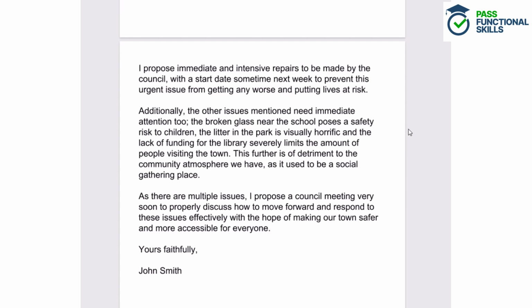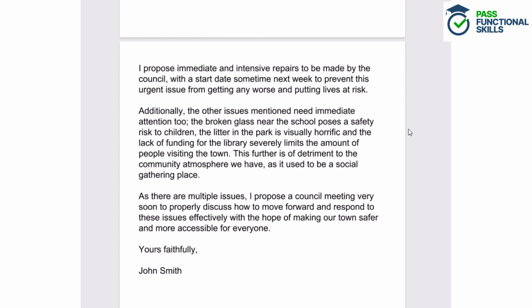The litter in the park is visually horrific, and the lack of funding for the library severely limits the amount of people visiting the town. This further is of detriment to the community atmosphere we have, as it used to be a social gathering place. As there are multiple issues, I propose a council meeting very soon to properly discuss how to move forward and respond to these issues effectively, with the hope of making our town safer and more accessible for everyone.